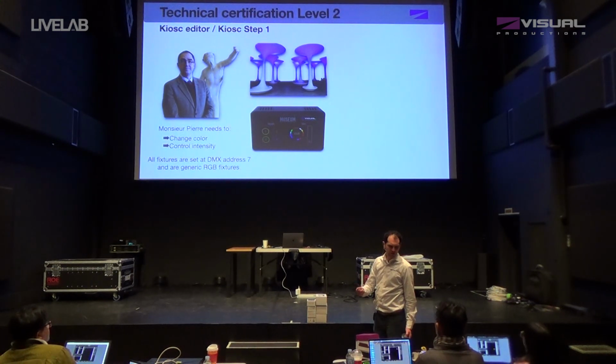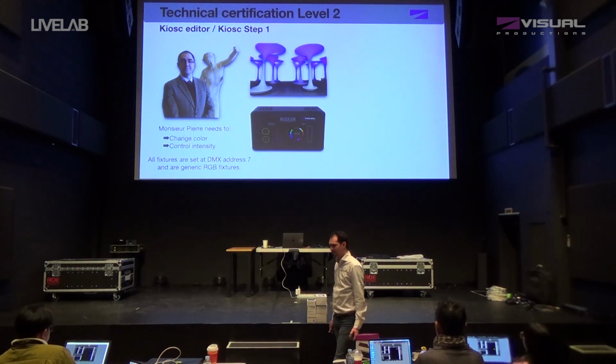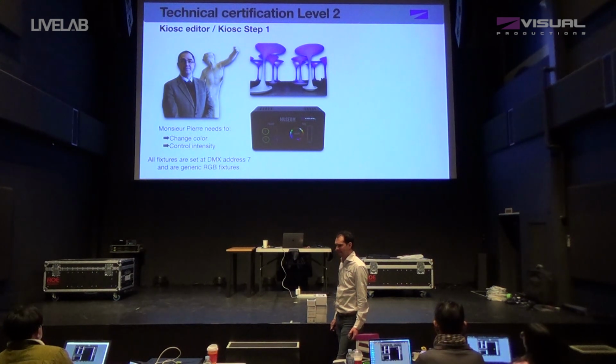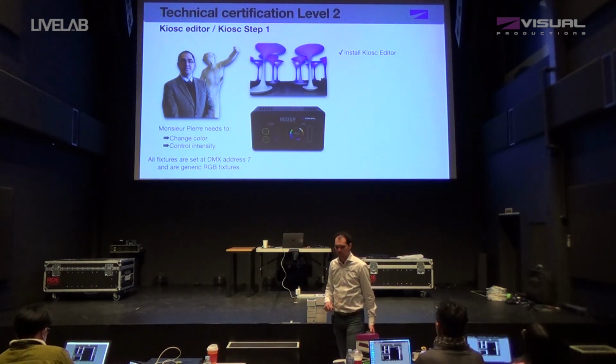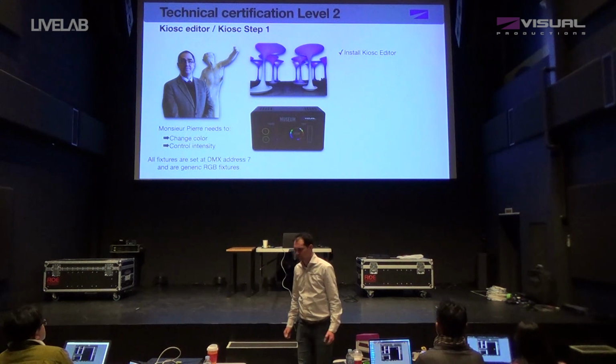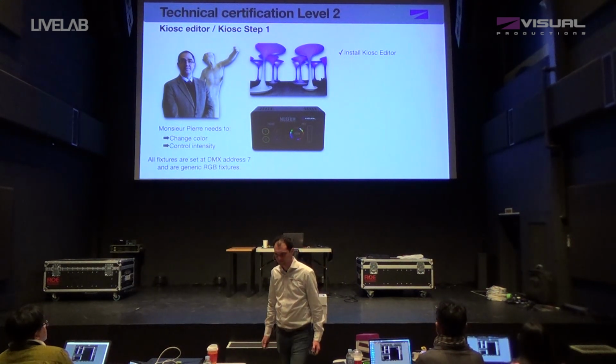So for the simulation of that, we're gonna use a new RGB pixel that is gonna be on address 7. So first, we're gonna use Kiosk Editor this time, so you need to install the Kiosk Editor first.